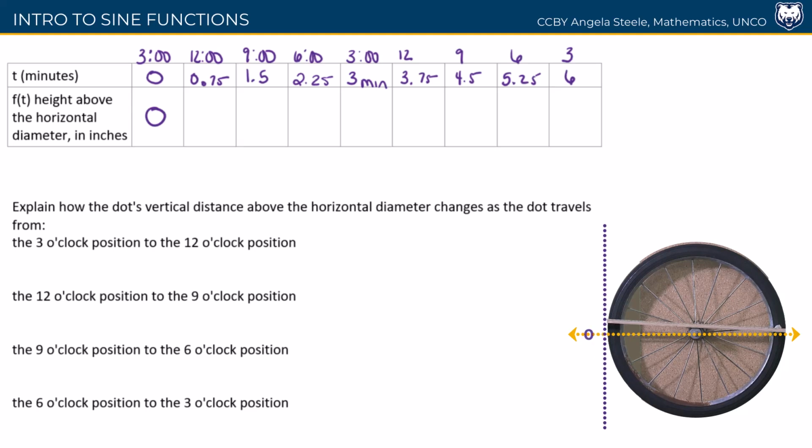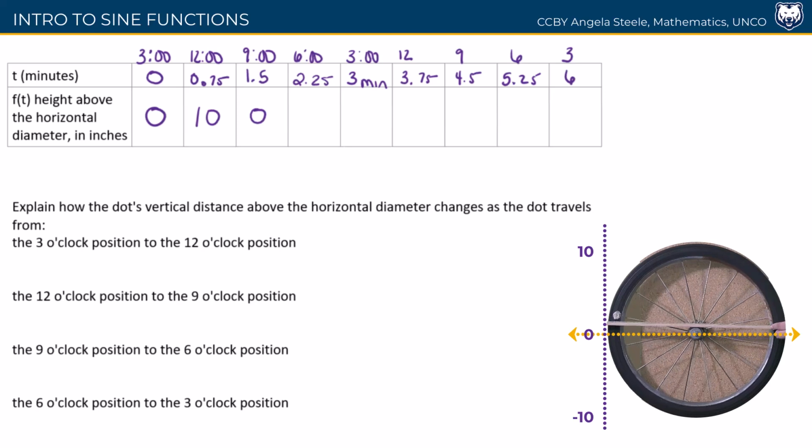I want to bring your attention back to the fact that the radius is 10 inches. So that means that when we get to that 12 o'clock position, it is now going to be 10 units above that horizontal line, this ruler right here. When we continue rotating the circle, we go to that 9 o'clock position, and that means we are going to be 0 units above the horizontal line.